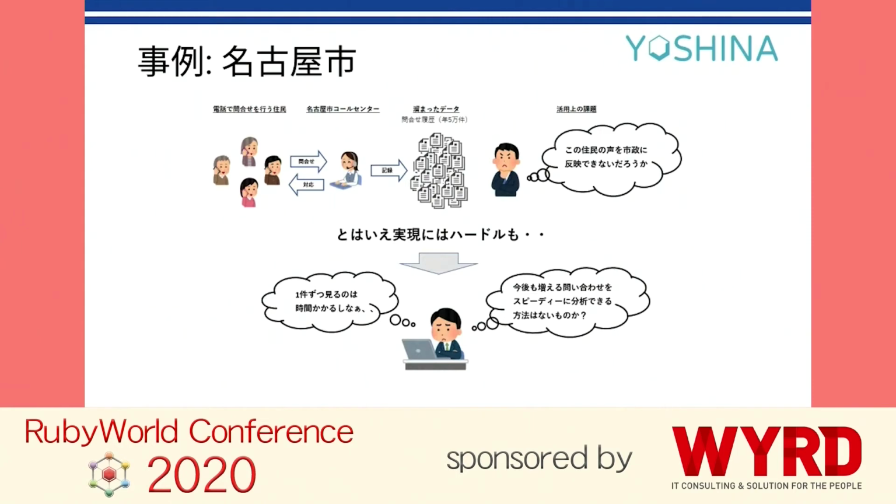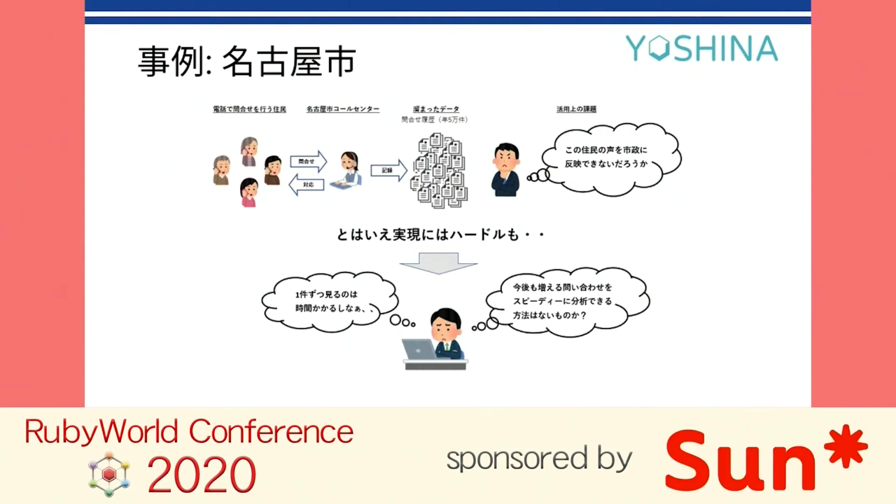Nagoya City has a call center to receive inquiries from the citizens, and those inquiries received at the call center are put into text and accumulated as data. However, that data is not really utilized to improve the city's service. So that was the issue for Nagoya City.